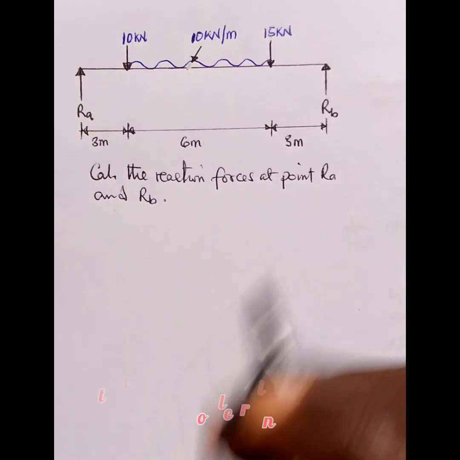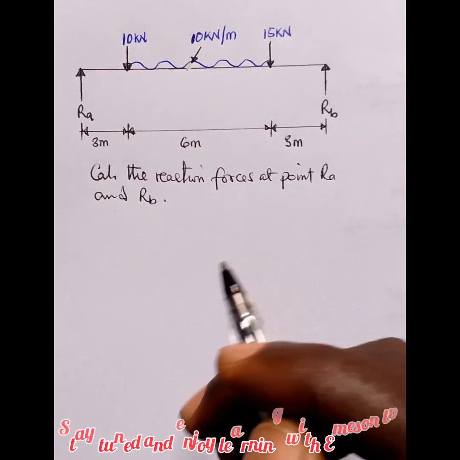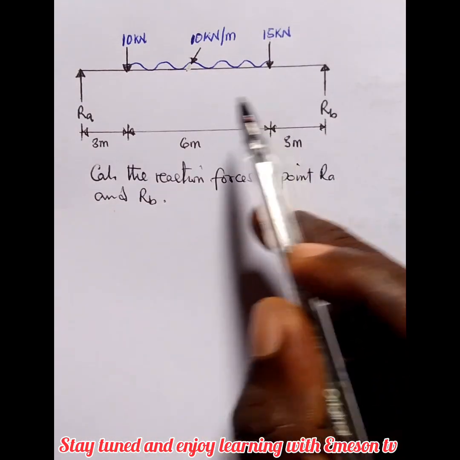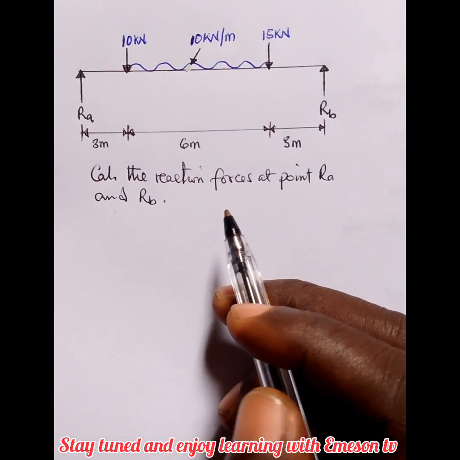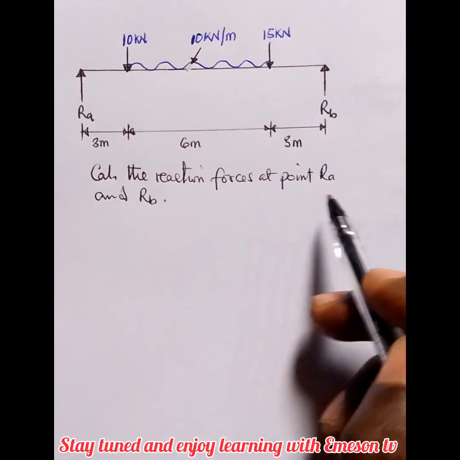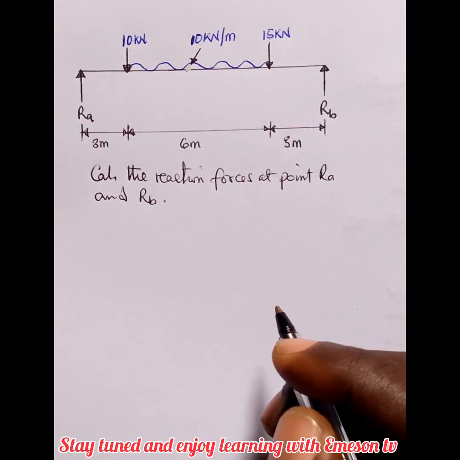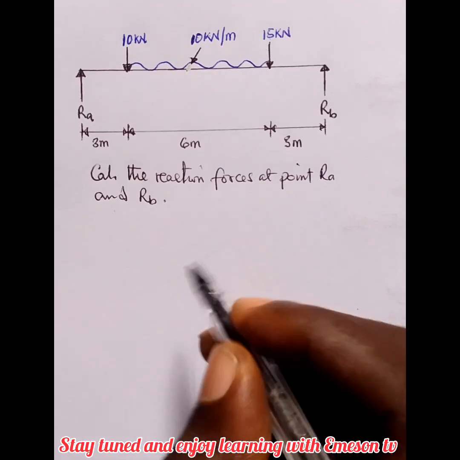Alright, let me teach us how to solve this kind of problem. This beam is loaded with multiple point loads and a uniformly distributed load. We are asked to calculate the reaction forces at point A and point B. This is how you can approach this kind of problem.